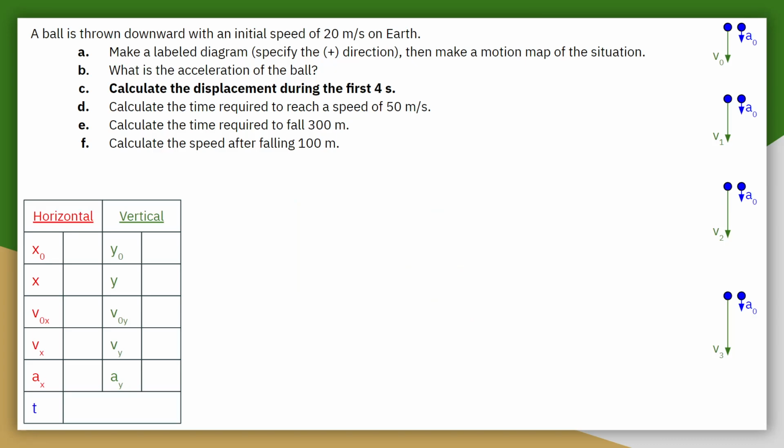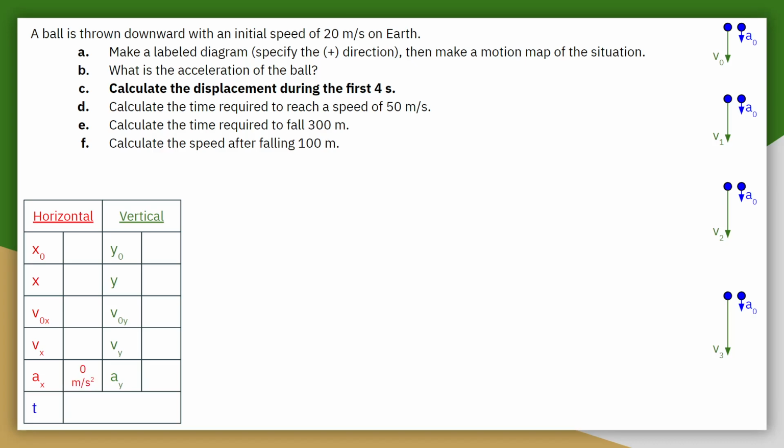Now, for parts C through F, we're going to be using our kinematic equations to calculate the displacements, the time, and the speed. As such, I'm going to have a table where I'm going to populate all these empty boxes with the values I know and what I'm solving for. Now, this type of problem, while it is only dealing with vertical motion, is going to be part of an understanding of projectile motion, which is going to involve both horizontal and vertical motion, which is why I have 2 lists for my horizontal and vertical variables.